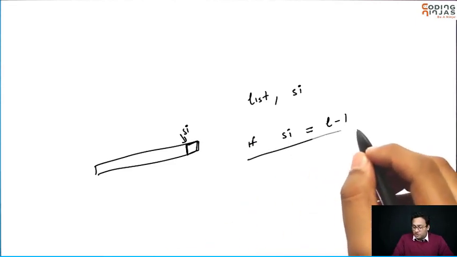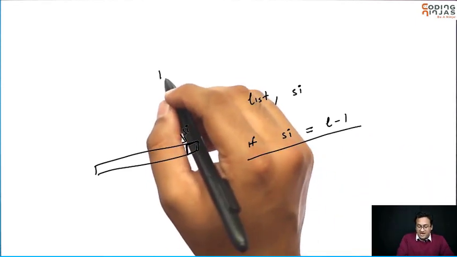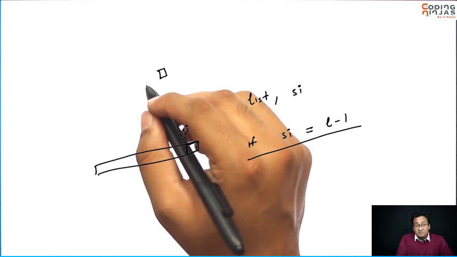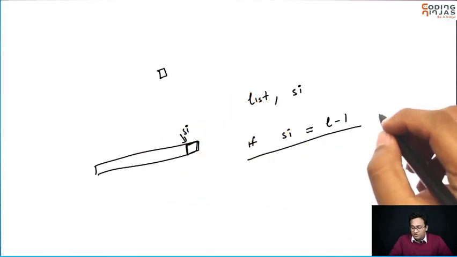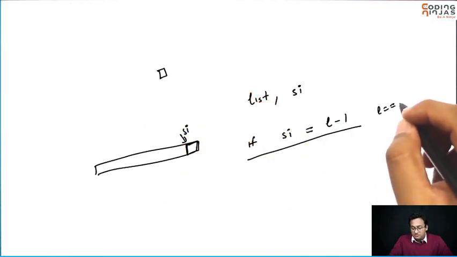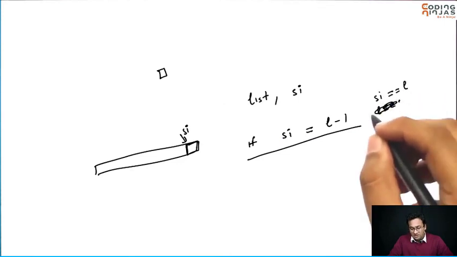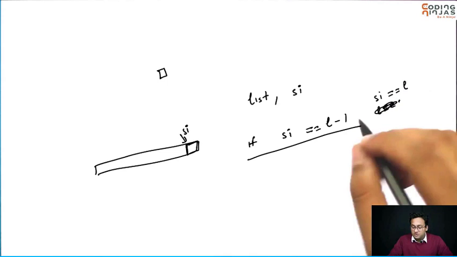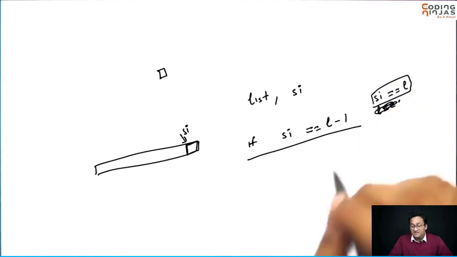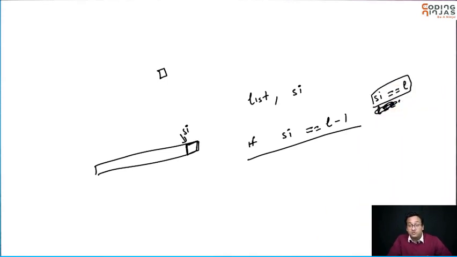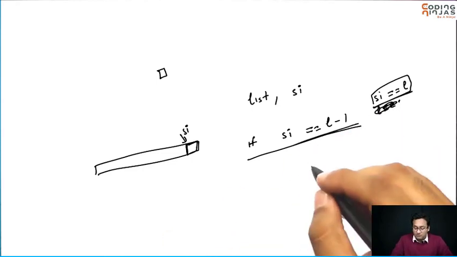So I'm going to do two things here. Just to handle the empty list case, I'm going to check if length is 0, or I can say if SI is equal to L or L minus 1. This is going to be a case only if you give me an empty list to start with. Okay. So if this or this is the case, then this is my base case. I'm going to return true.